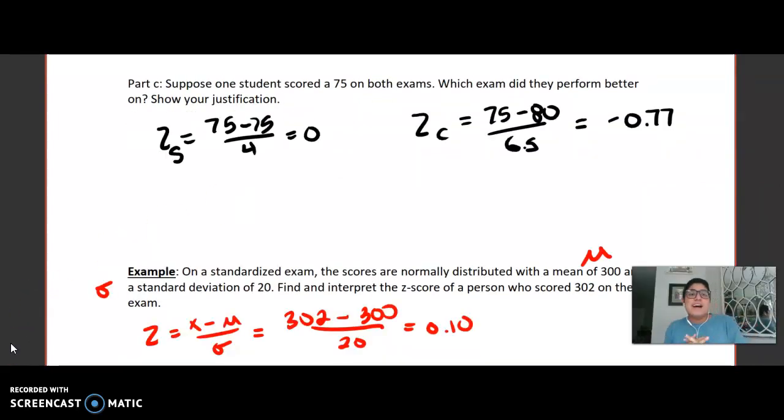Alrighty, so hopefully not too challenging, but here I would take the z-score relation of both classes, and it looks as though they did at average for stats, and they were actually below average for calculus. So which exam did they perform better on? I would say this person performed better on the AP statistics exam because they were at average, whereas for the calculus exam, they were below average. So we answered, we gave some context, and then we have some justification here.